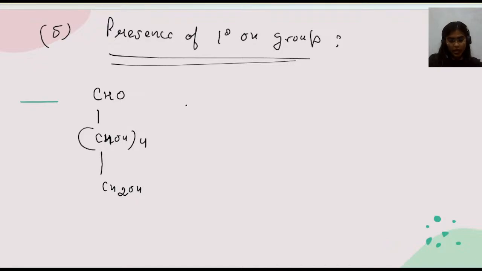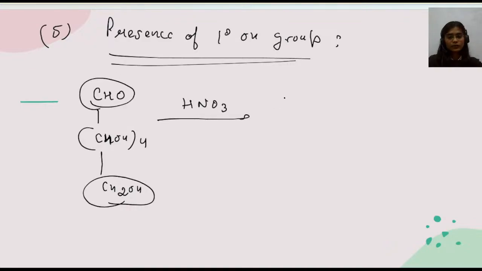So how do we check the presence of a primary alcohol? We have to use a strong oxidizing agent this time, that is HNO3. HNO3 is not going to affect the secondary alcohols, only the primary. So the primary alcohol and the aldehyde both are going to oxidize further. This becomes COOH, the central part remains the same because the secondary alcohol is not affected, and this becomes COOH there.